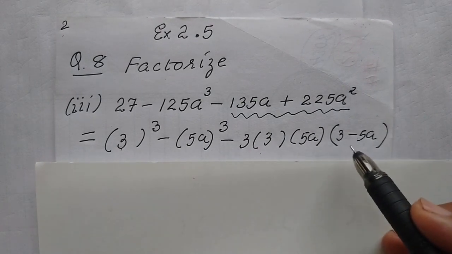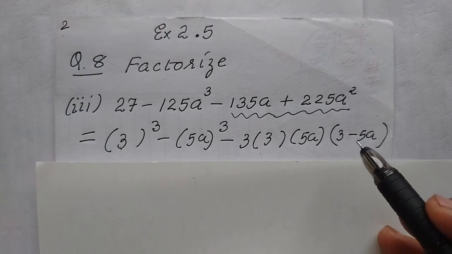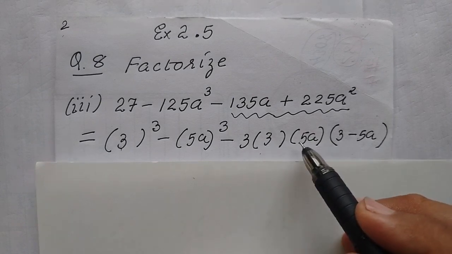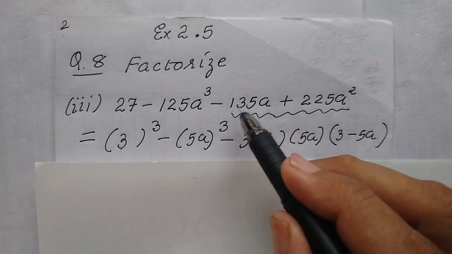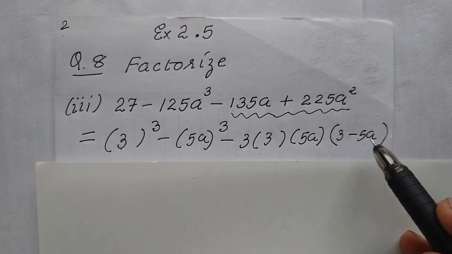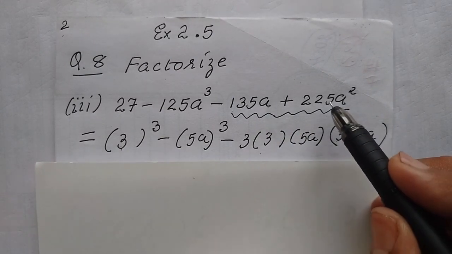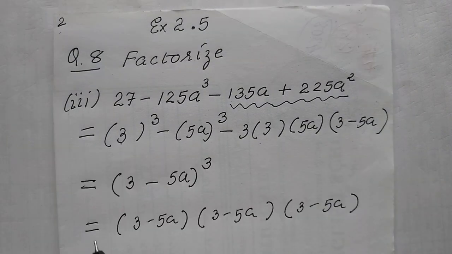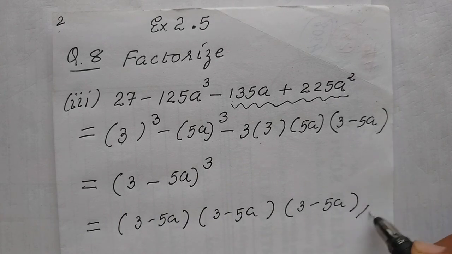Whether it is right or wrong, if you want to verify it, you can multiply, children. 3 threes are 9, 5 threes are 45, into 3, 135a. Similarly for this, so you will get this number. Now next step: 3 minus 5a cube. Cube is written, write down 3 times. Okay children, very easy it is.